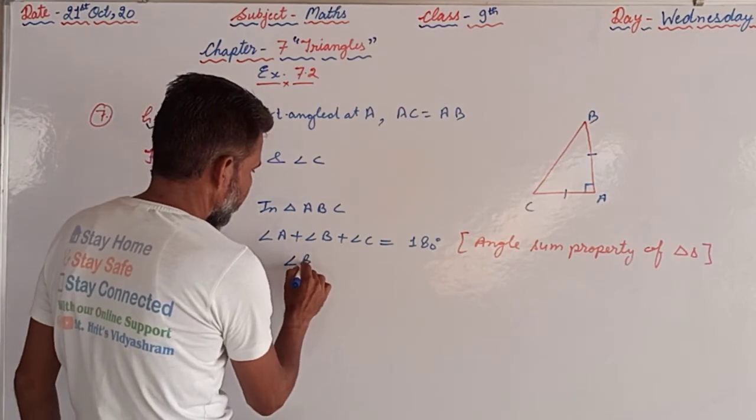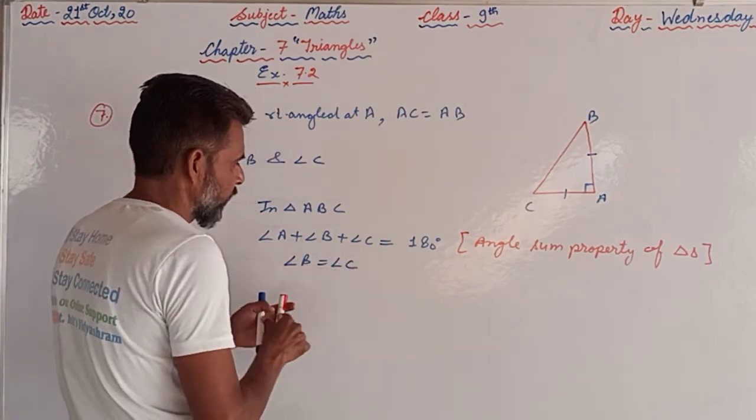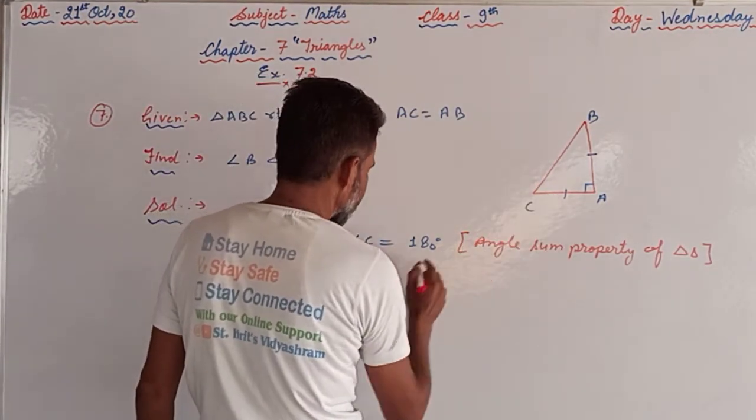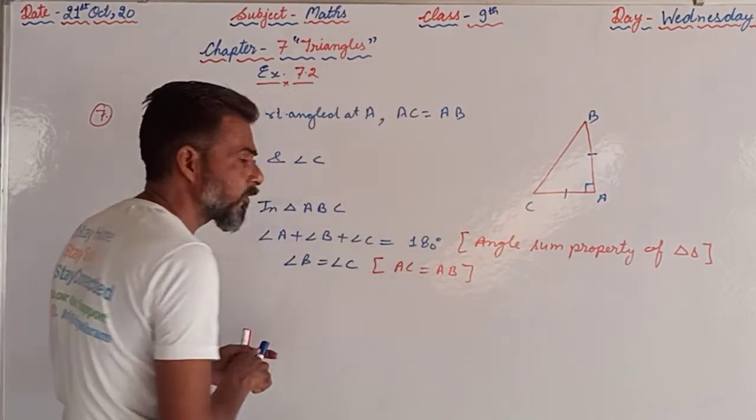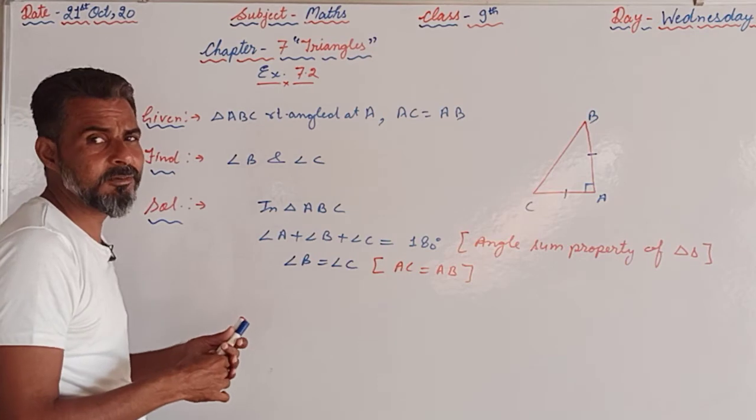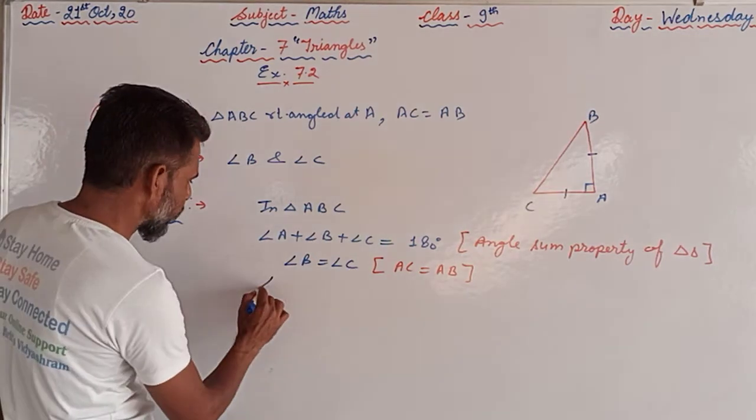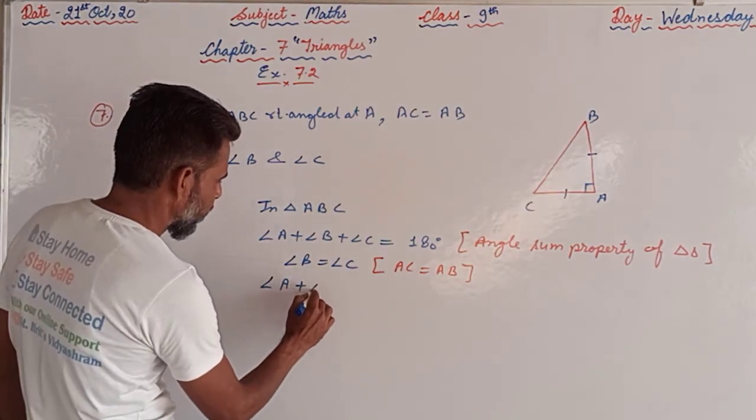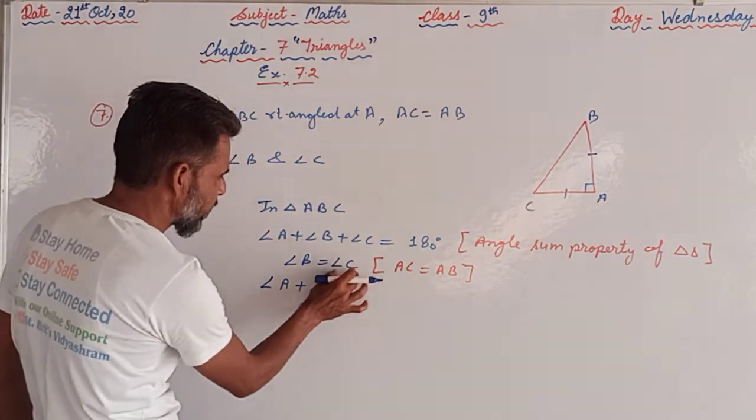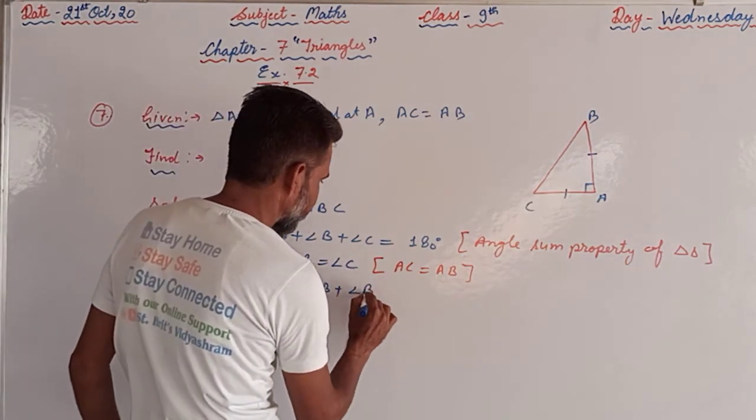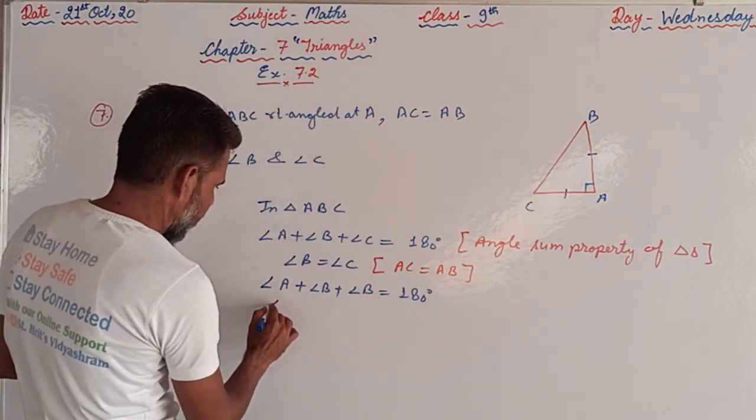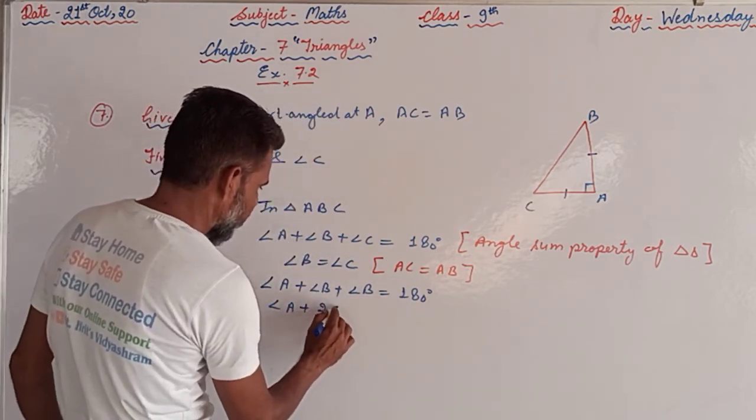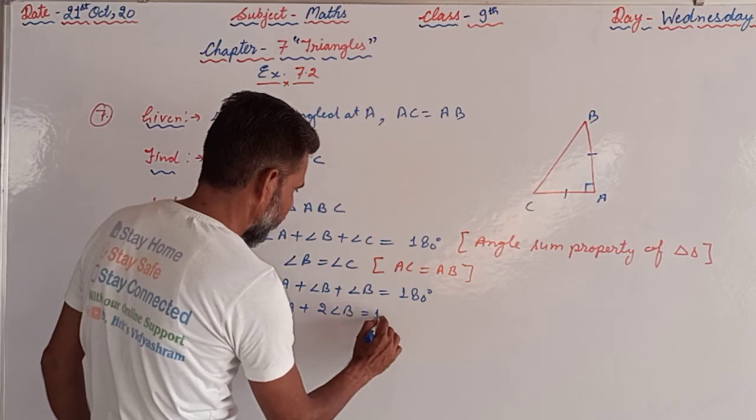And angle B is equal to angle C. Why? Because AC is equal to AB. If two sides of a triangle are equal, then the angles opposite to these equal sides will also be equal. So we can substitute. In place of angle C, we can write angle B: angle A plus twice angle B is equal to 180 degrees.